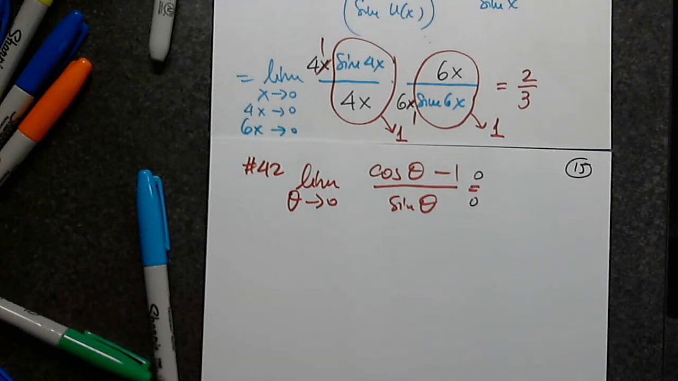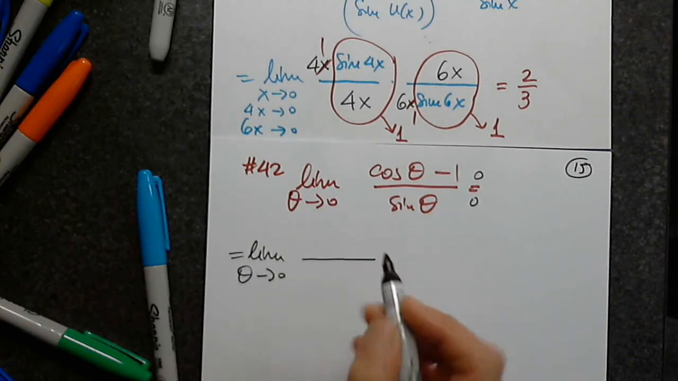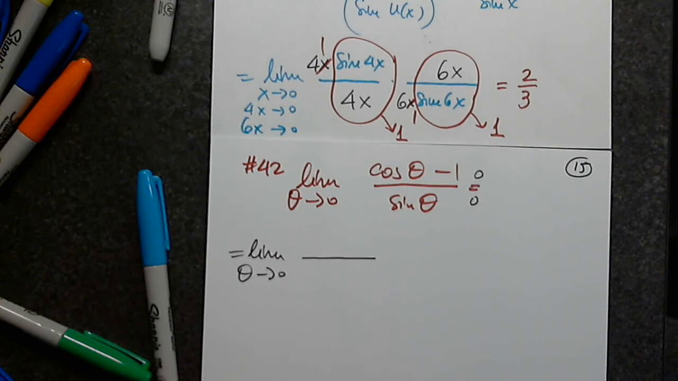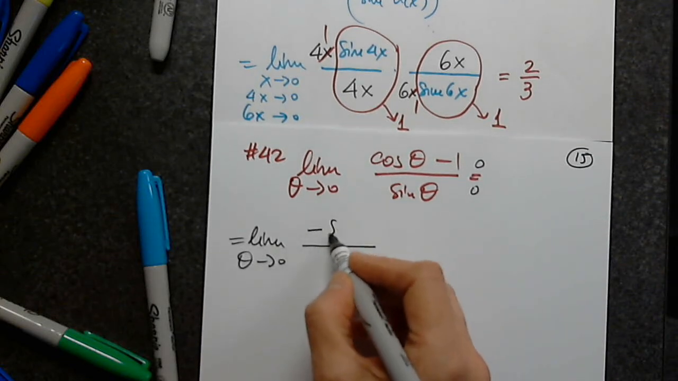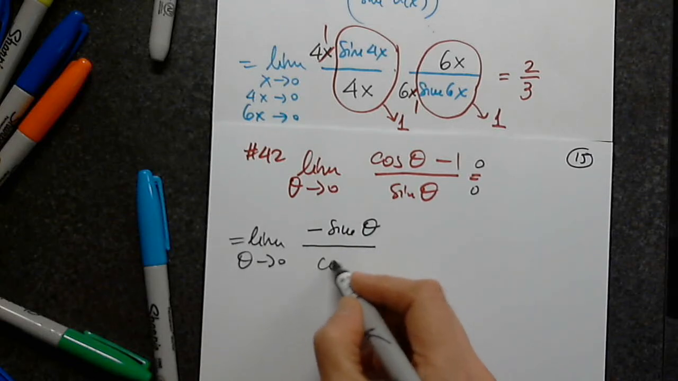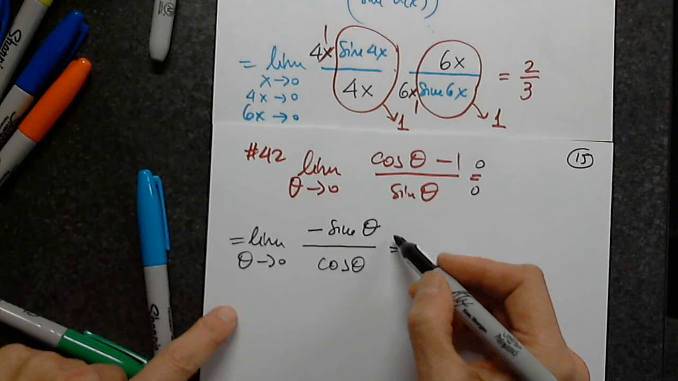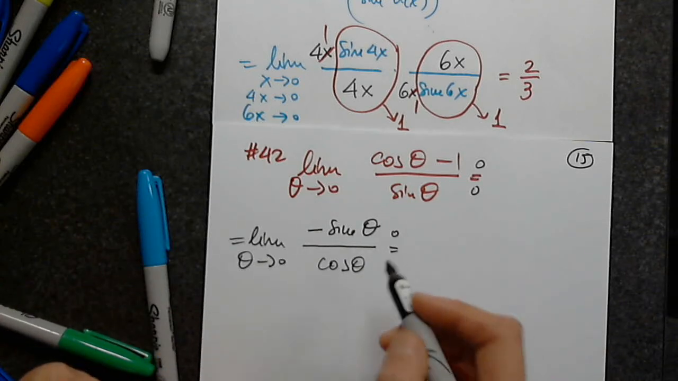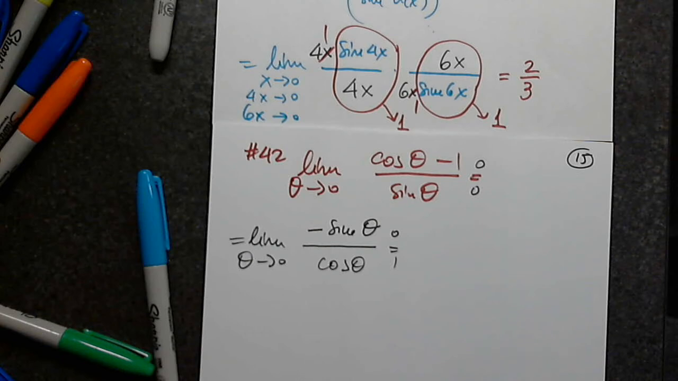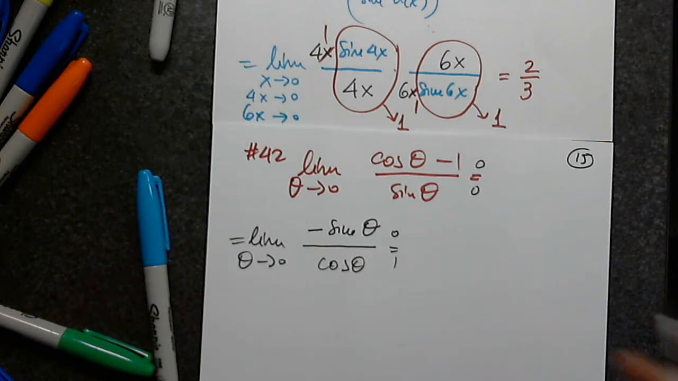Can I apply L'Hopital's rule? Yes. Is it a ratio? Yes. Is it 0 over 0? Yes. So then I will write limit as theta approaches 0. What is the derivative of the top by itself? Negative sine theta. What is the derivative of the bottom by itself? I try again. Where does the numerator go? 0. Where does the denominator go? 1. Is this an indeterminate case or undefined case? It's not undefined because it's 1 in the denominator. It's not indeterminate. 0. The answer is 0.